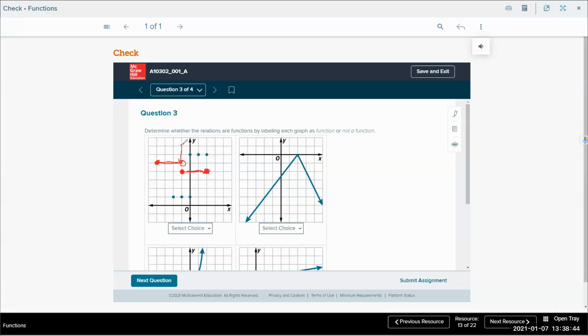So even though I could draw this vertical line, if I could draw it a little better, it's not wonderful, the idea is even though it goes through an open circle, that's not a point on the graph. This is a point on the graph. Therefore, that vertical line only hits it once. This would be a function.